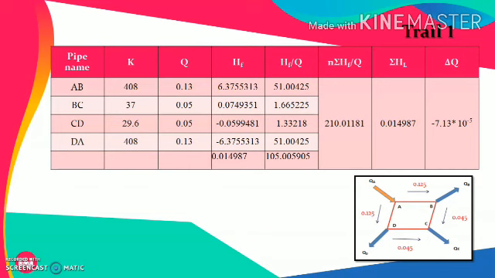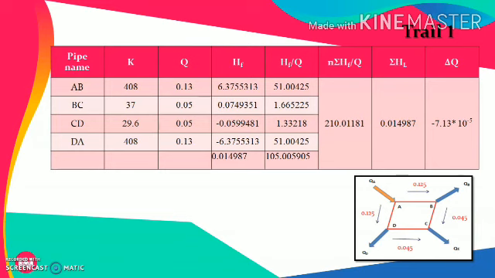So we'll calculate the value of HF upon Q. It is a ratio of the two columns for each pipe. So for AB it is going to be 6.37 upon 0.125, and accordingly for pipes BC, CD and DA, and it will have the sum equal to 105. Now we will have another column stating the value of n sigma HF upon Q.